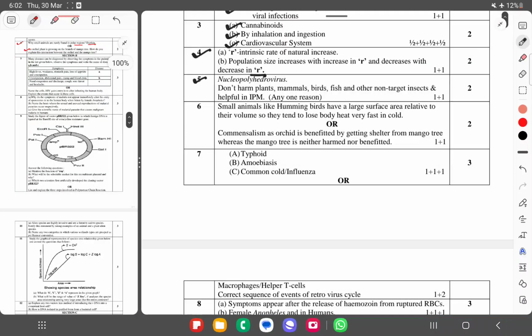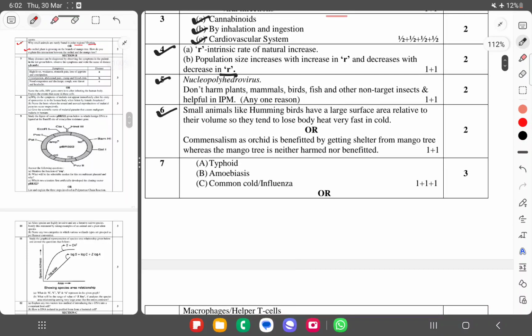6 का फर्स्ट पार्ट देखते हैं. Small animals like hummingbirds have a large surface area relative to their volume, so they tend to lose body heat very fast in cold. Second one, commensalism. An orchid is benefited by getting shelter from the mango tree, whereas the mango tree is neither harmed nor benefited.